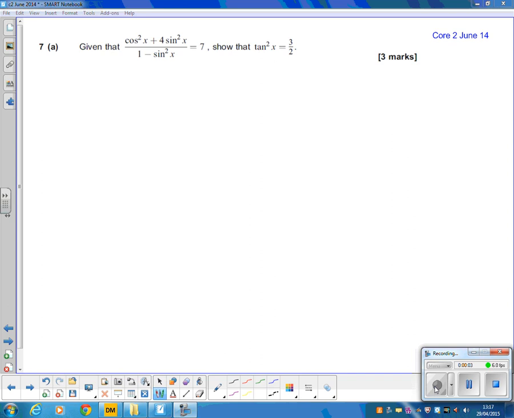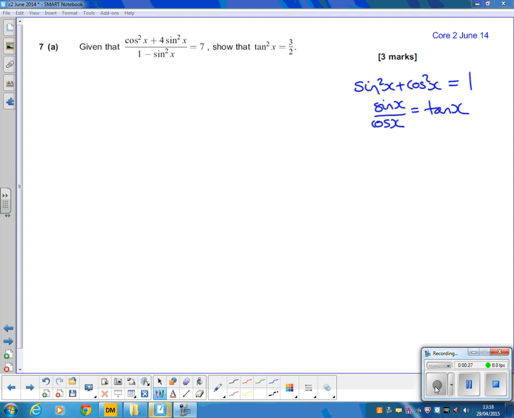Question 7 is now our trigonometric identities and solving trig equations. So as soon as I see one of these, or even at the start of the paper, I would write down what I know for Core 2, and that is sine squared x plus cos squared x equals 1, and sine x over cos x equals tan x.